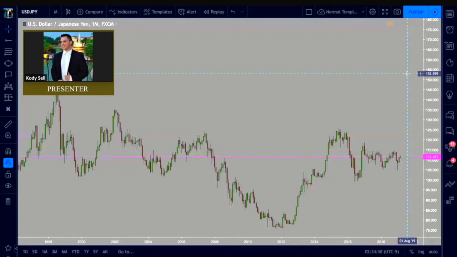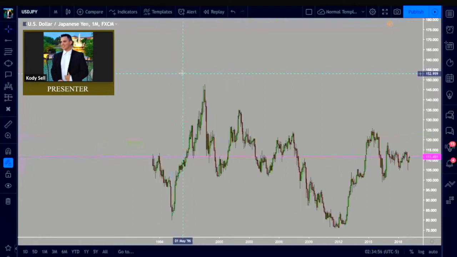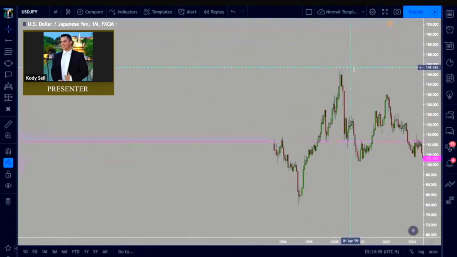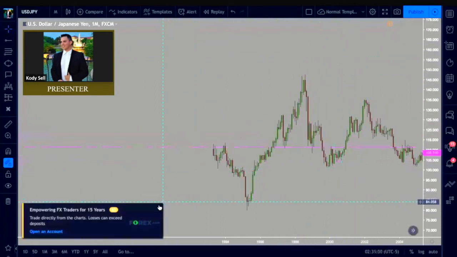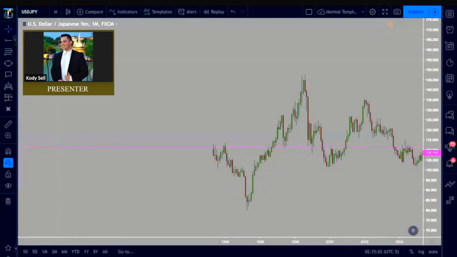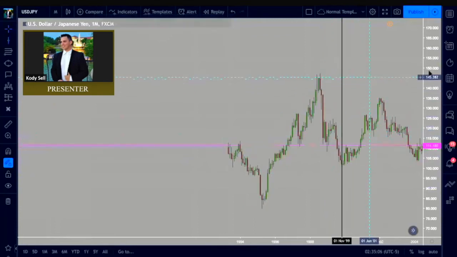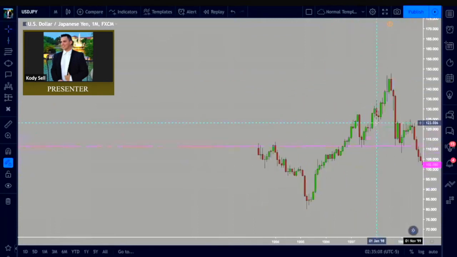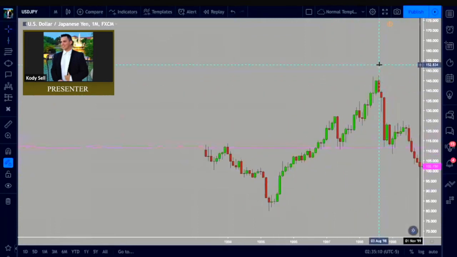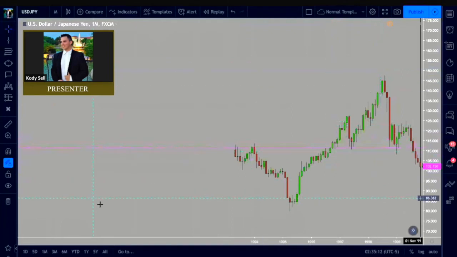I've got USD JPY pulled up on the monthly time frame. And what we're going to do is go back to the beginning of time, the beginning of data over here, and plot a vertical line right in here. We're going to use this data to the left of this vertical line to figure out what support and resistance levels we may have in the future on USD JPY.